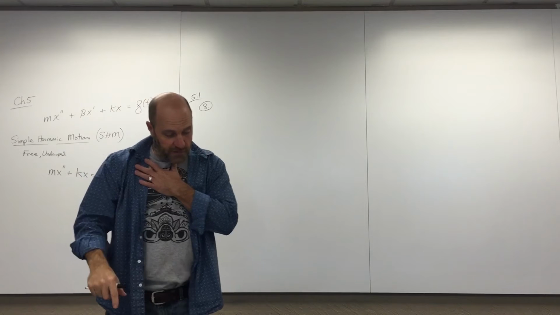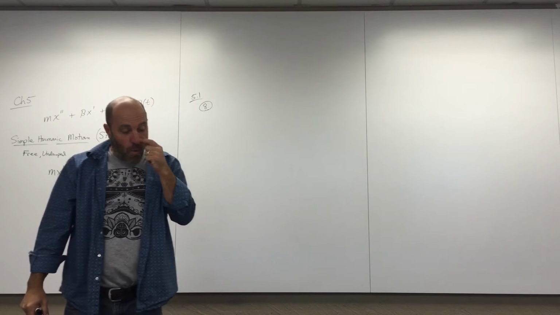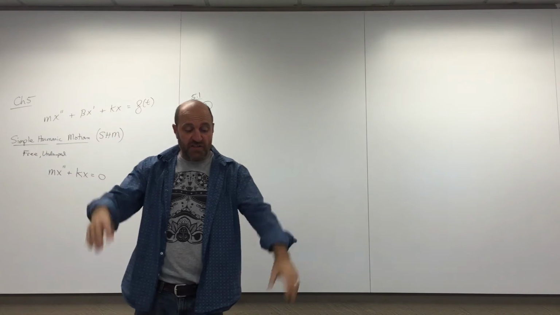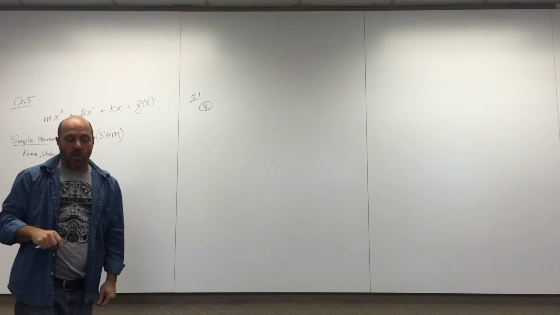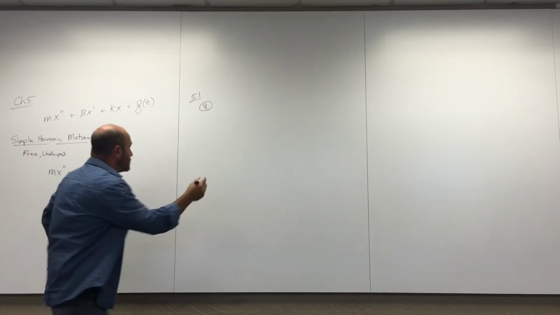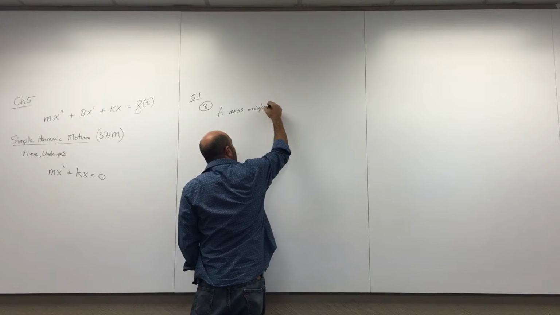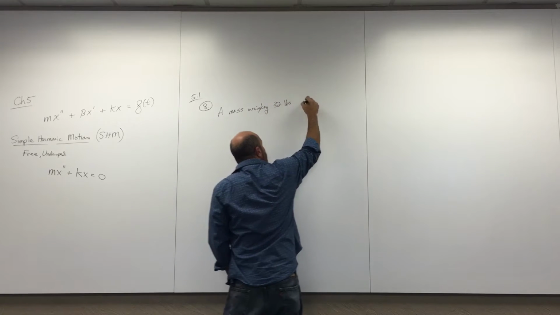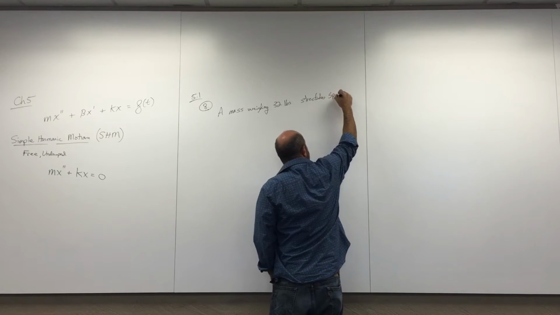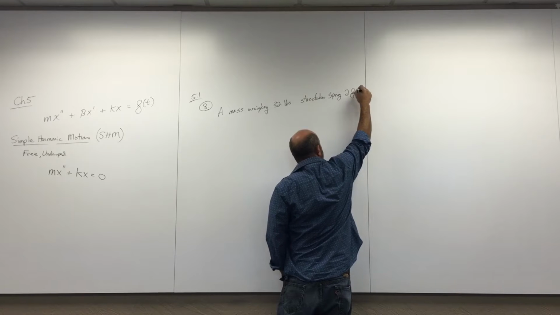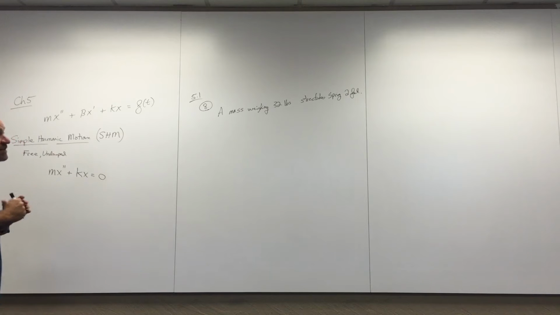So here's what it says. I'll read it to you. It says, a mass weighing 32 pounds stretches the spring 2 feet. Now listen, that's classic. We haven't done any of these problems yet, so this is the first one, but that's a classic sentence. I want to write that down. A mass weighing 32 pounds stretches the spring 2 feet. That one sentence is usually how I write my problems, and how the book writes theirs.